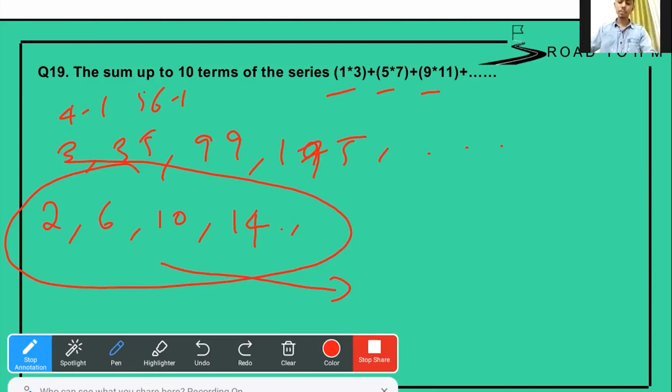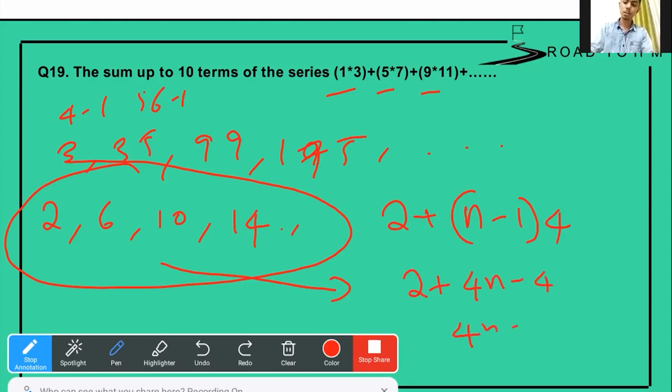So nth term of an AP, let's see. Nth term is equal to a plus n minus 1 into d. a here is 2, 2 plus n minus 1 multiplied by d, which here is 4. 2 plus 4n minus 4, 4n minus 2. This is the nth term of the AP.